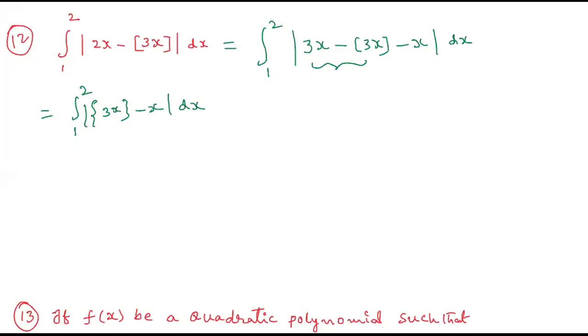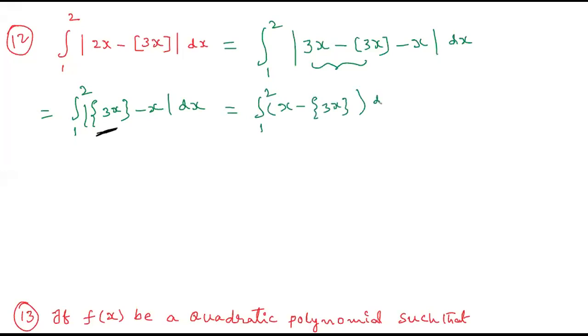Here, from 1 to 2, we take the floor of 3x as its fractional part. If we apply the fractional part here, it is 0 and overall we get a negative. So that's why we can write the integration from 1 to 2 of x minus floor of 3x dx.